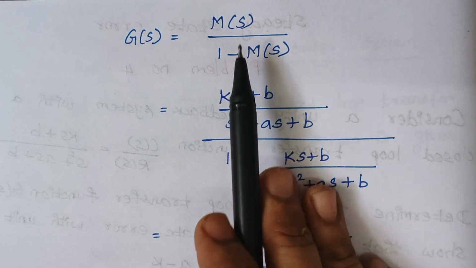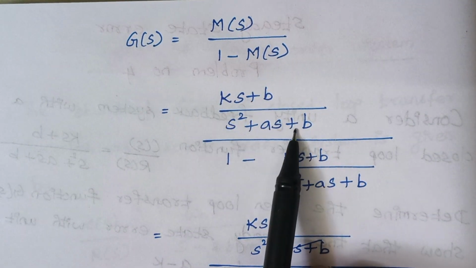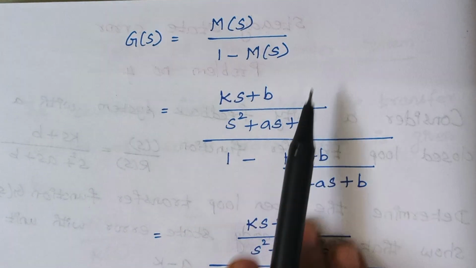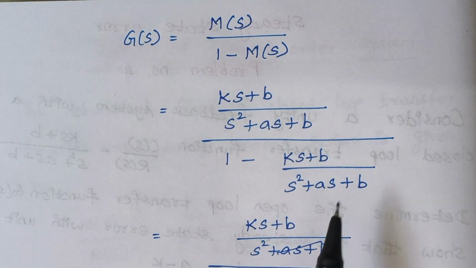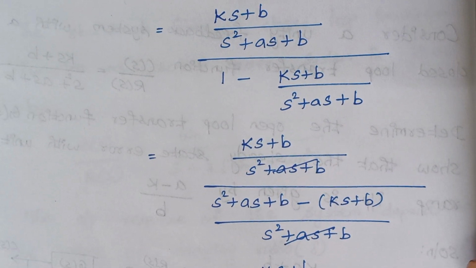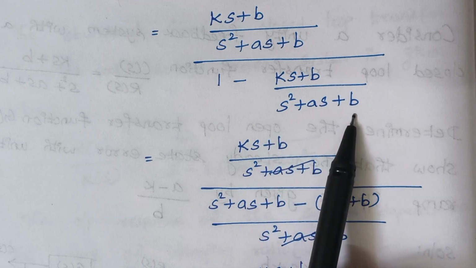So here in the place of m of s, I am substituting this given closed loop transfer function, right? So m of s divided by 1 minus m of s. So here I am substituting accordingly. The next step is we are going to take LCM. So when you take LCM, this 1 gets multiplied with this denominator term.